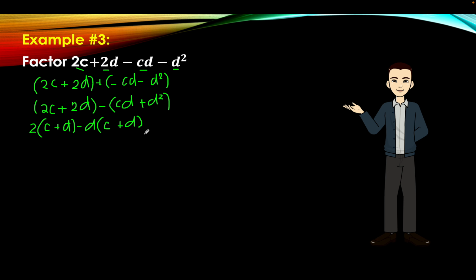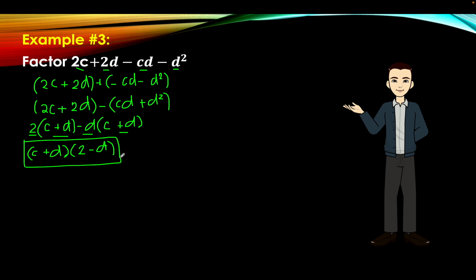Then, after this, let's factor the entire polynomial by factoring out the common factor in each group. As we can see, the quantity c plus d is common to both groups. So factoring this out, we have the quantity c plus d, and the other factor is the terms outside the parentheses, which is 2 and negative d. So we have the quantity 2 minus d. So that's the final answer. Quantity c plus d times the quantity 2 minus d.